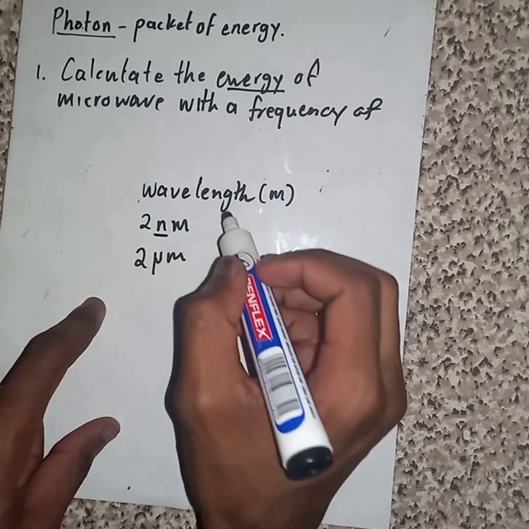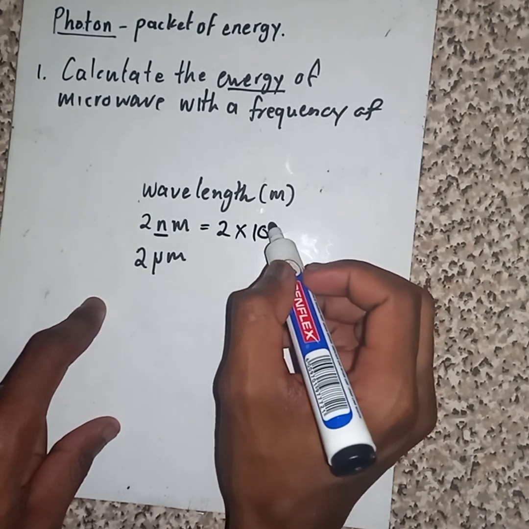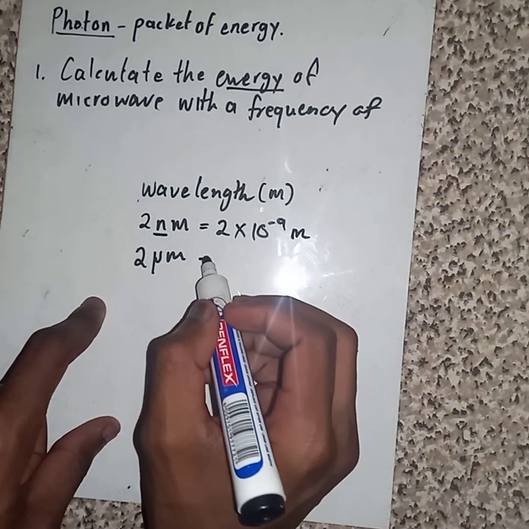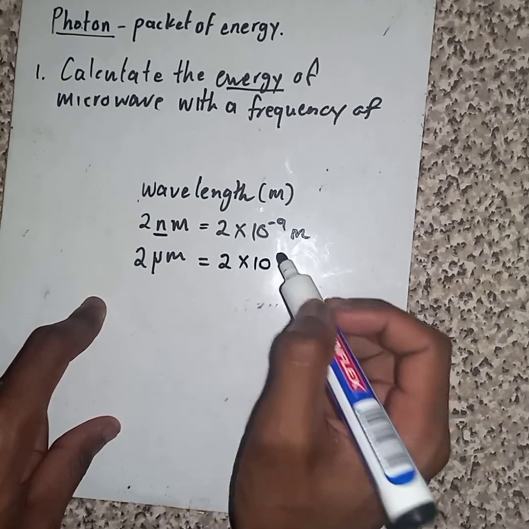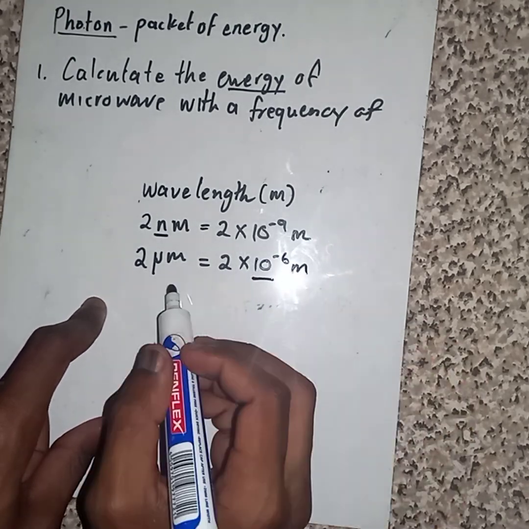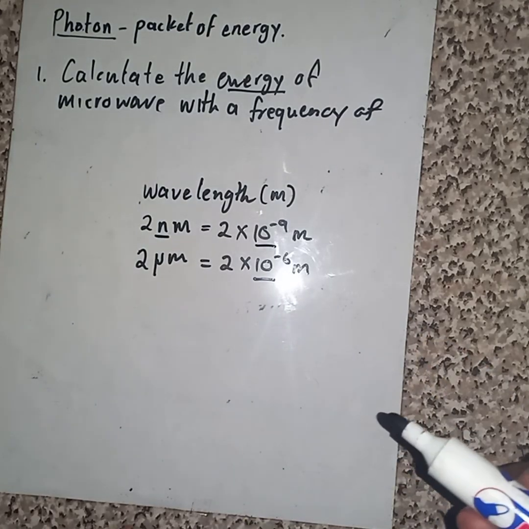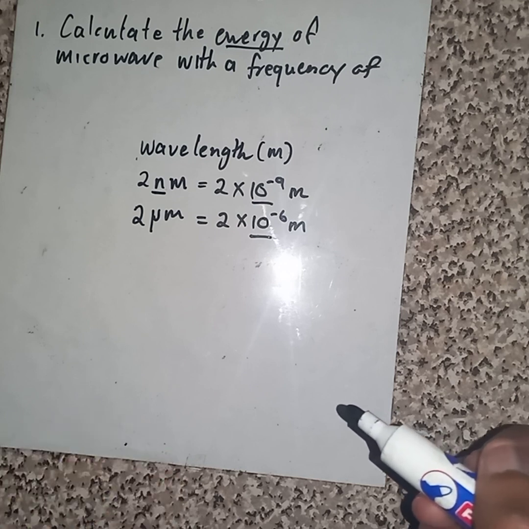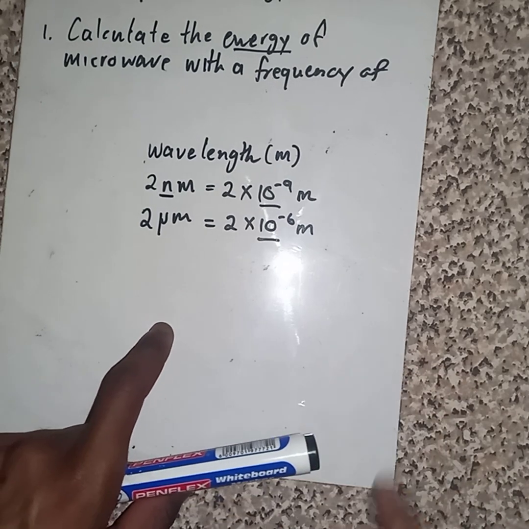Always bear this in mind. For nano, you always multiply by 10 to the power of minus 9, then it's going to be in meters. For micro, you always multiply by 10 to the power of minus 6 meters. Micro is minus 6, nano is minus 9. Please, guys, don't forget this. Now, let us try to answer a question.